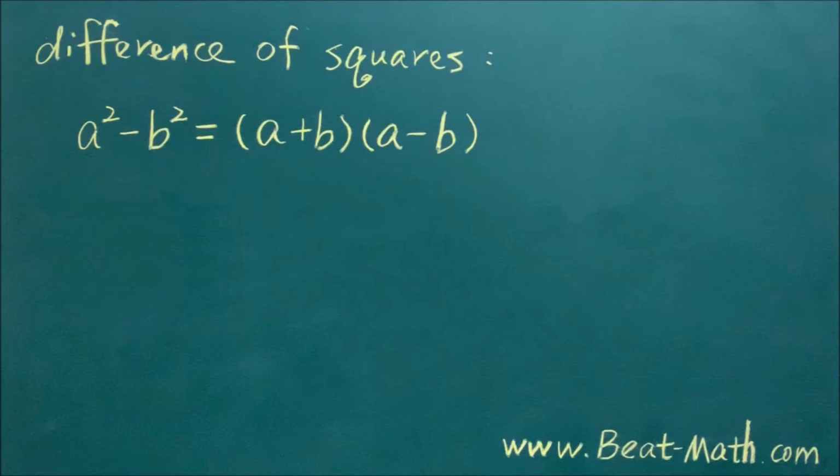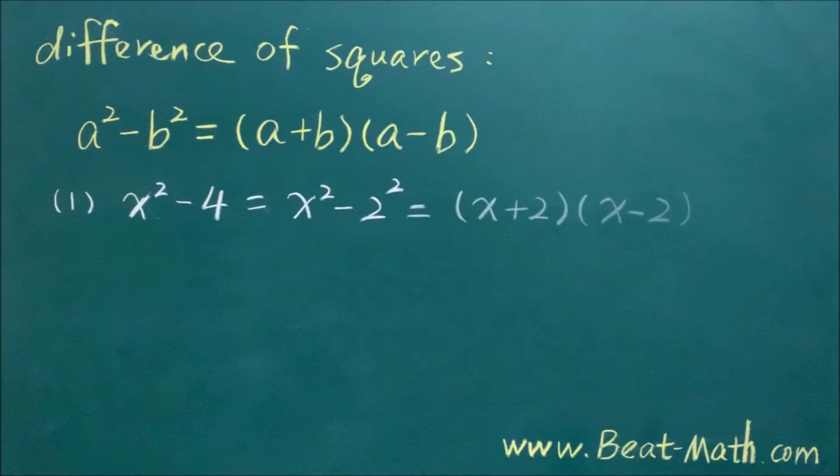Let's try this method in some examples. x squared minus 4. 4 is the square of 2, so we can directly apply the difference of squares formula. x squared minus 4 equals the quantity of x plus 2 times the quantity of x minus 2.